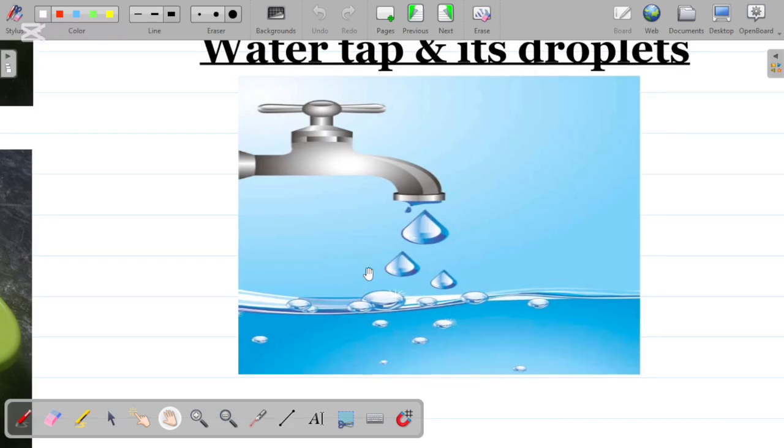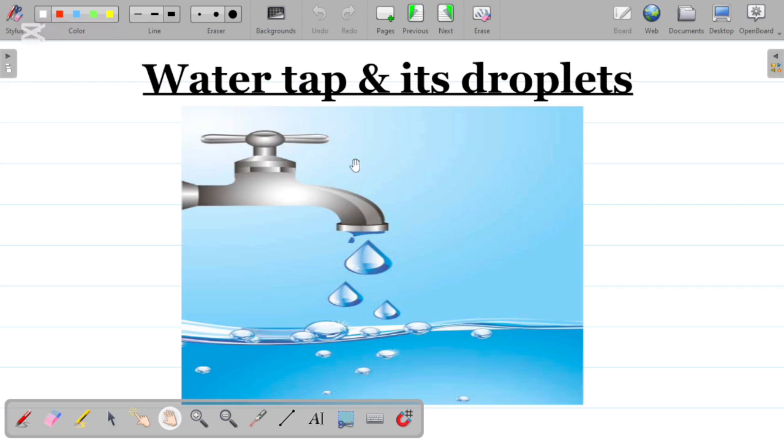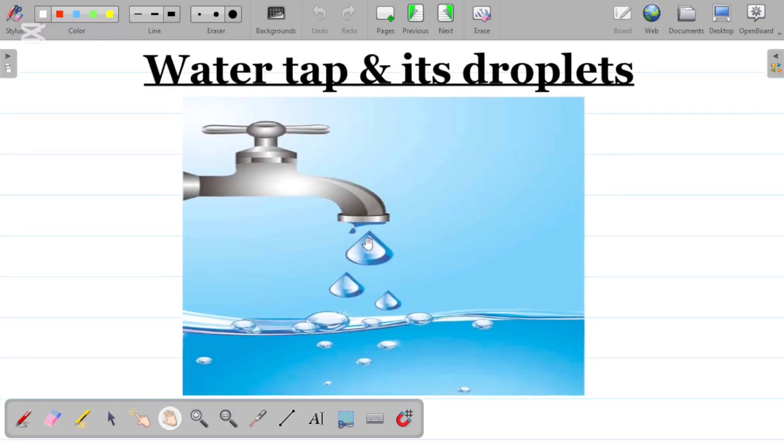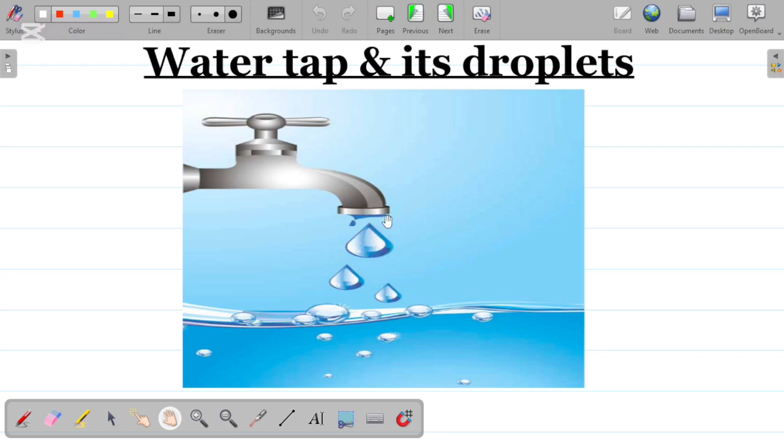Alright, so another example of surface tension is tap water and its droplets. If you put off a running tap, you would observe that droplets of water would be found. Kindly put off a running tap, probably in your bathroom or in your kitchen. You would observe that little droplets of water would come out of the tap. So these are the droplets of water. So this is as a result of surface tension.